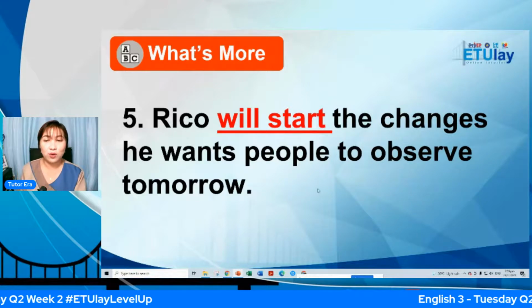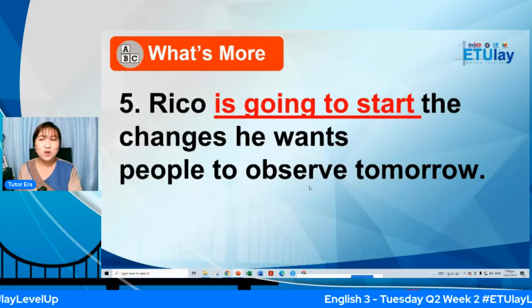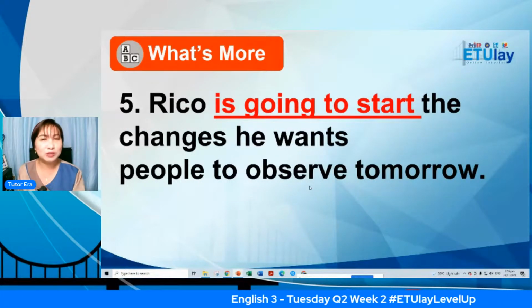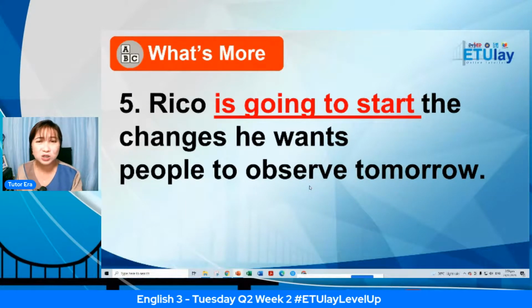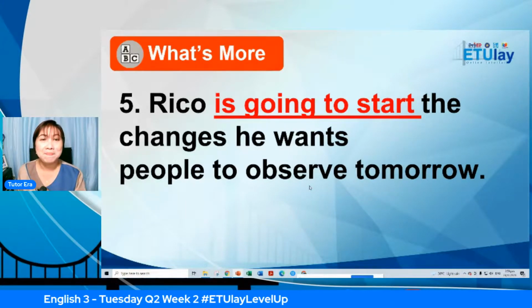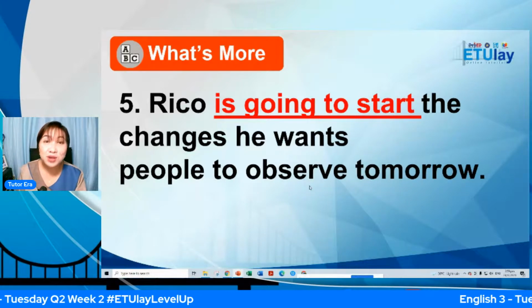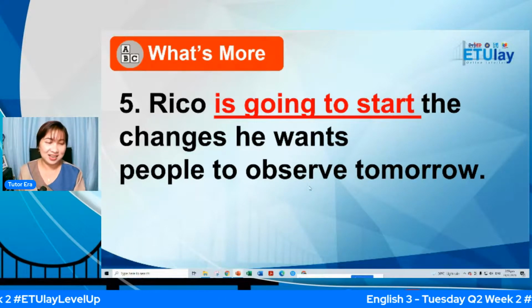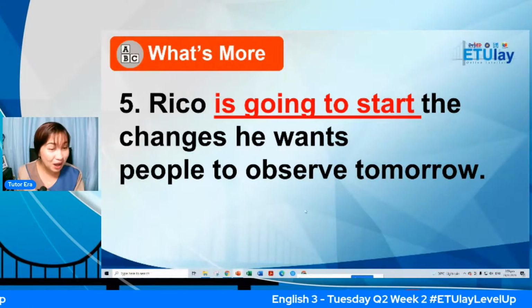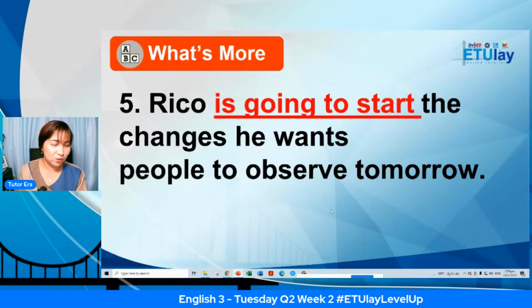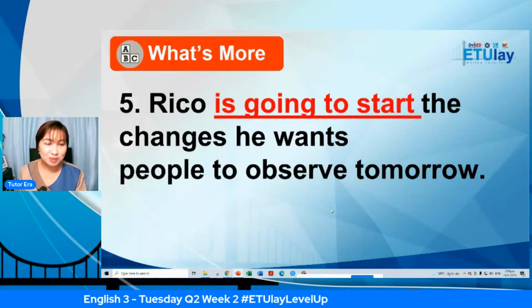Or the other way is Rico is going to start the changes he wants people to observe tomorrow. Now, why did we use is? Why not are? Why not am? Because our subject is Rico, which is a singular one. All right. So how many scores did you get after our activity? Can you write it in our comment section?